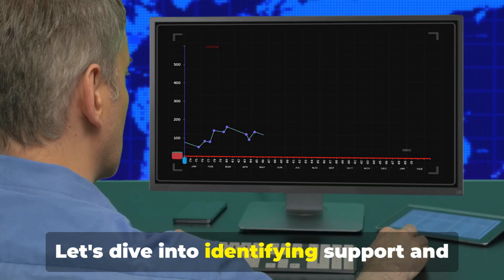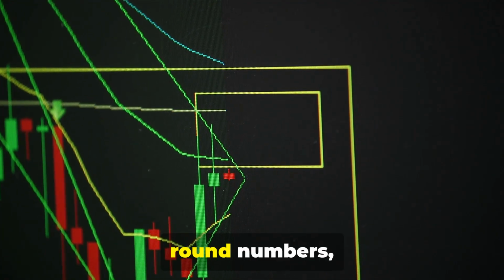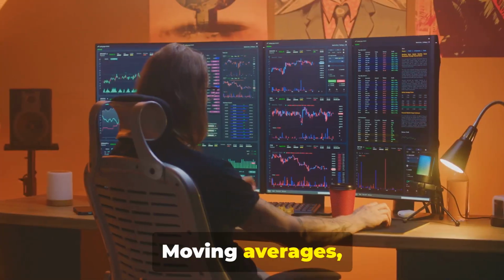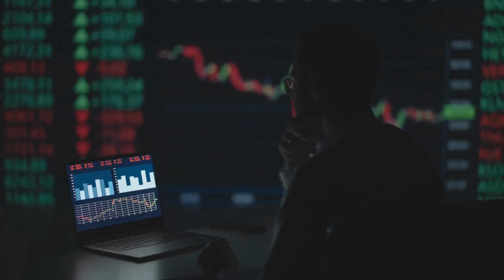Let's dive into identifying support and resistance levels. Use historical price action, round numbers, trendlines, moving averages, Fibonacci retracement, volume profiles, and pivot points.